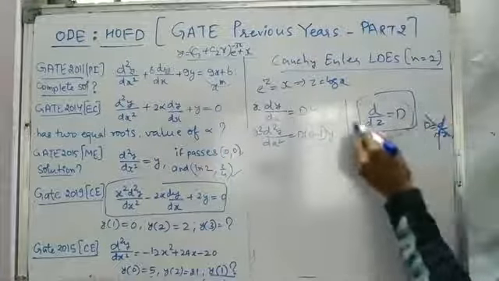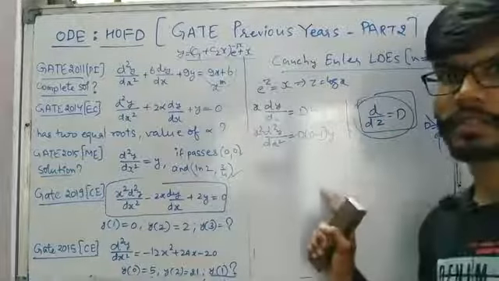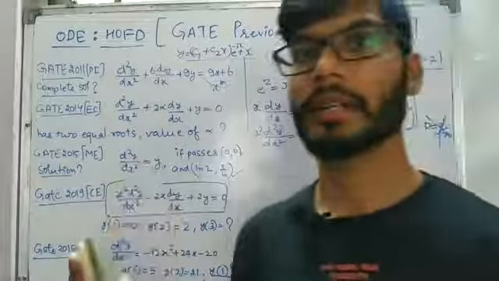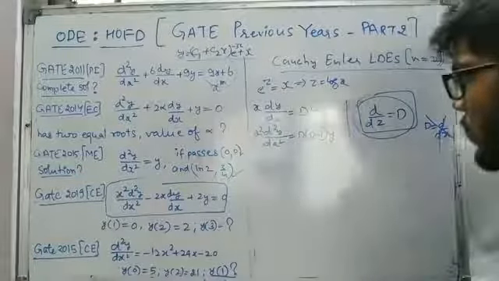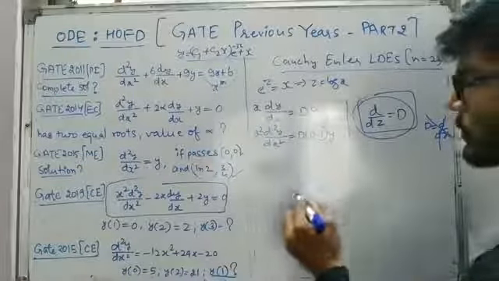Why do we have to keep this in mind? Because while writing the general solution, the power in the terms of e power, we have to write as e power z, not e power x. So let us do the substitution here.